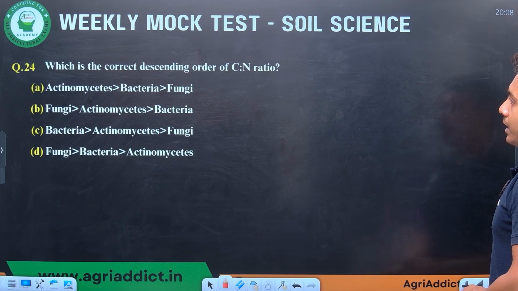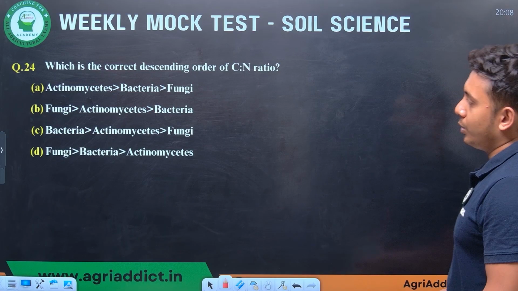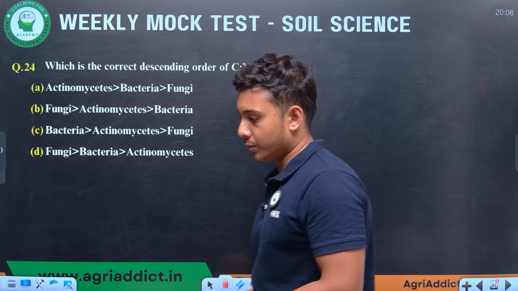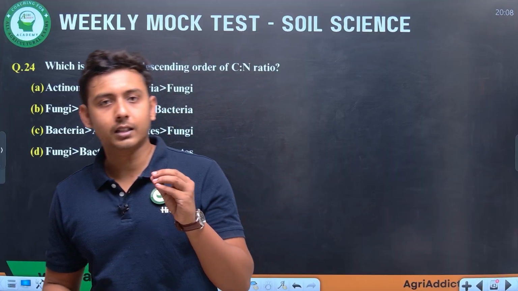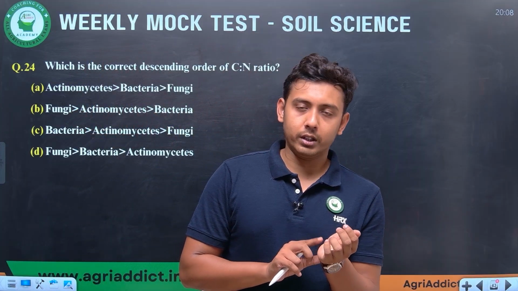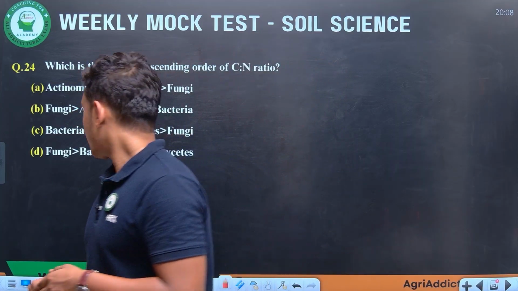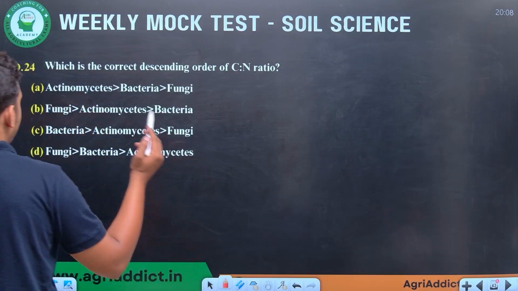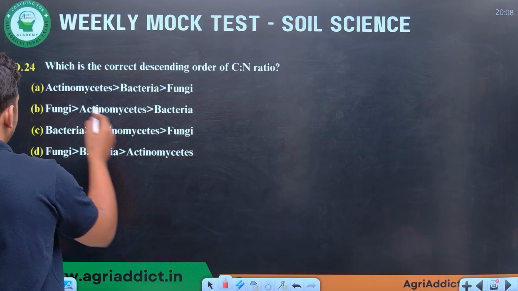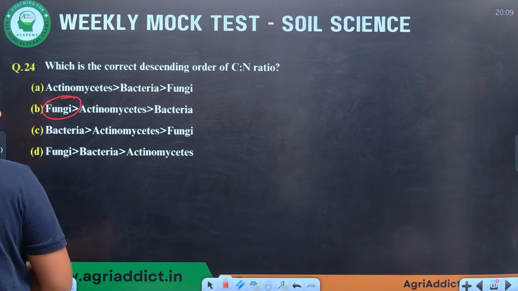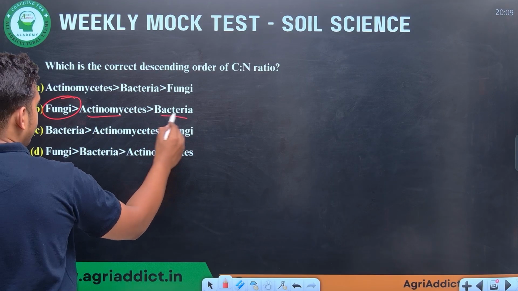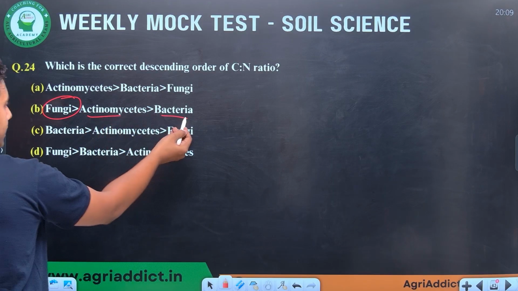Which is the correct descending order of CN ratio? CN ratio means whichever has the larger size will have more carbon content or organic matter. So fungi has a huge amount of carbon, more than actinomycetes, then actinomycetes and then bacteria.